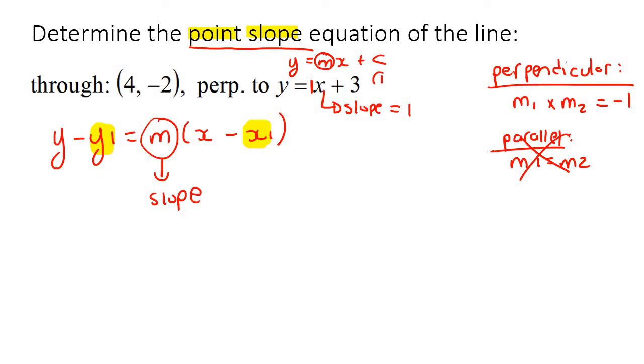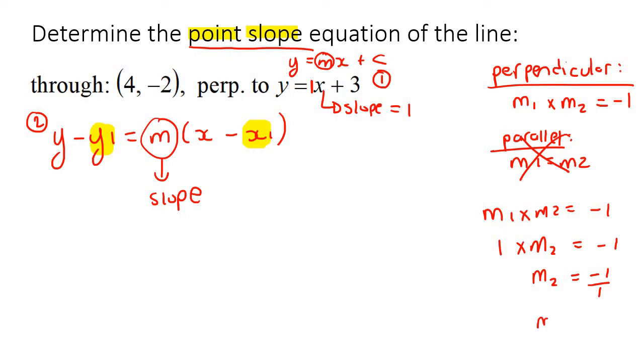Let's call this line number 1, and let's call this line number 2. Then we can use this formula over here to help us find the slope of line number 2. So m1 multiplied by m2 should give us -1. So 1 multiplied by m2 equals -1, and so m2 would be -1 over 1, which is just -1. Then we can fill in the slope over here as -1.